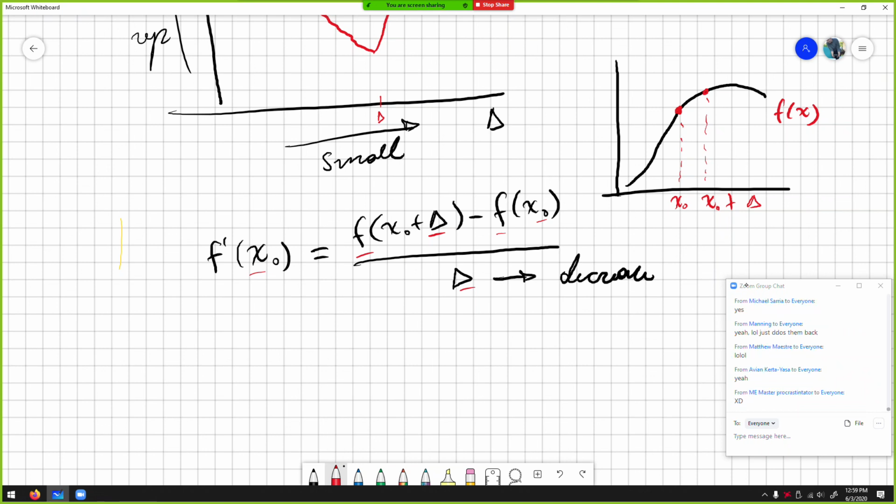So the whole idea is I'm starting with a secant line. I'm starting with something like this. However, I want it to be a tangent line at what point? Because that's the definition of the first derivative. It's a tangent at a point.